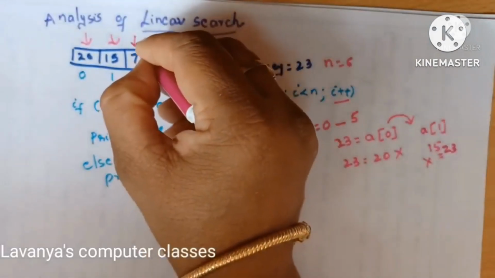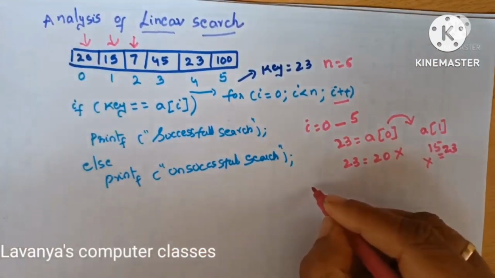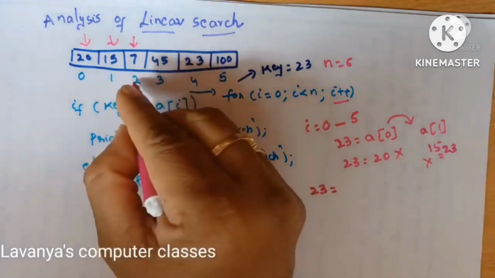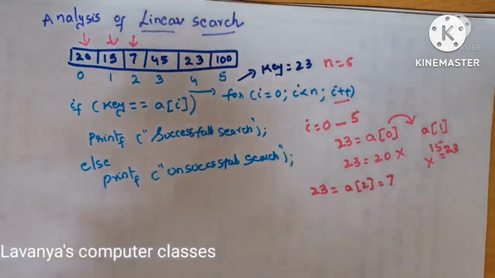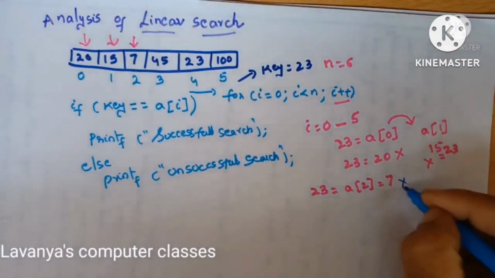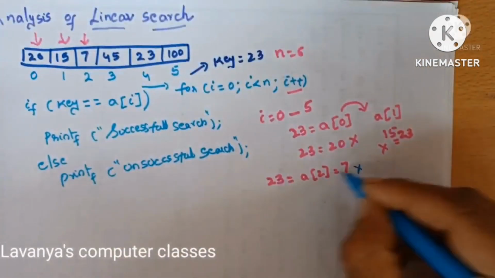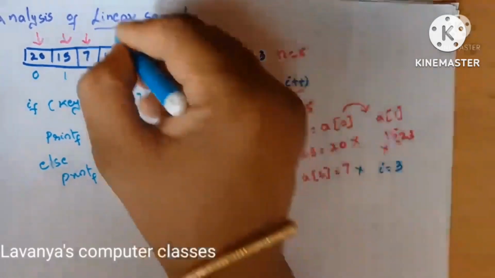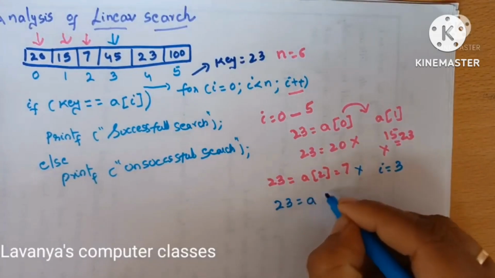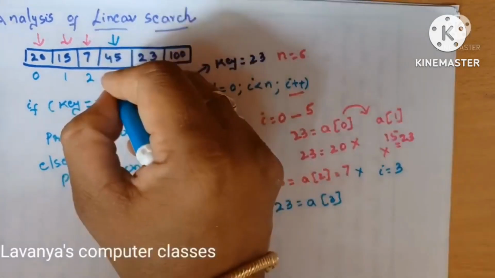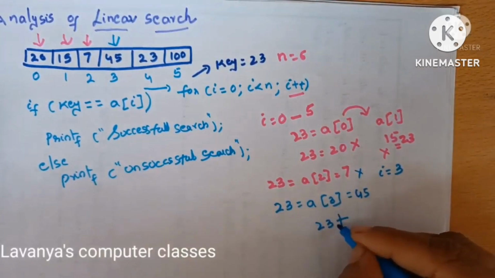I plus plus means I value comes to the second place, that is 7. The key value is 23. What is a of 2? A of 2 is 7. Is 23 equal to 7? No, here also the condition is wrong. Then again we go for I plus plus. I value was 2, now it is coming to 3. What is a of 3? It is 45. Is 23 equal to 45? No, it is also wrong.